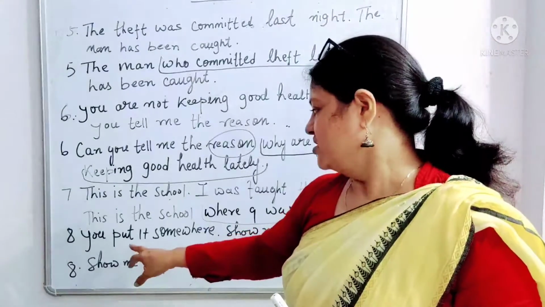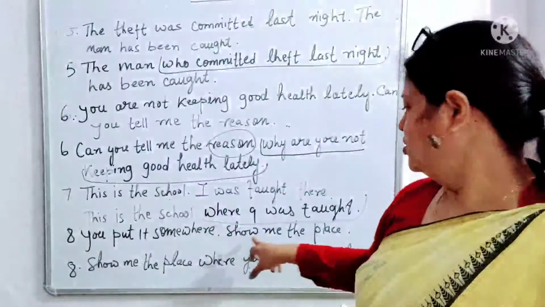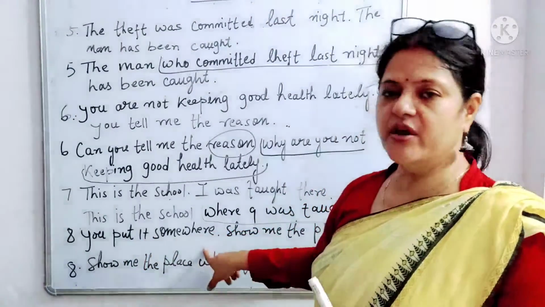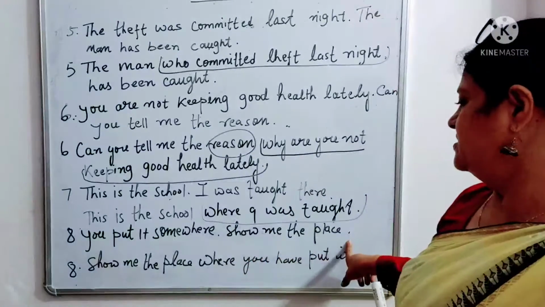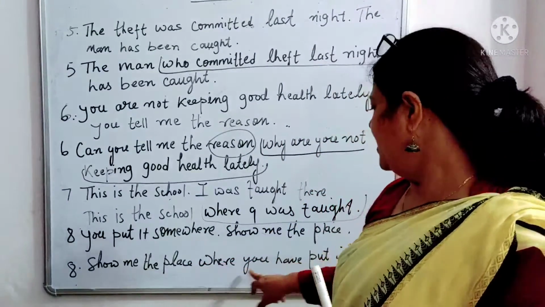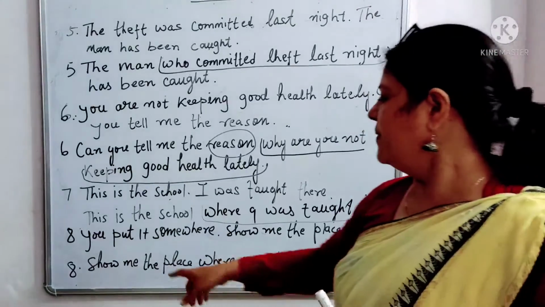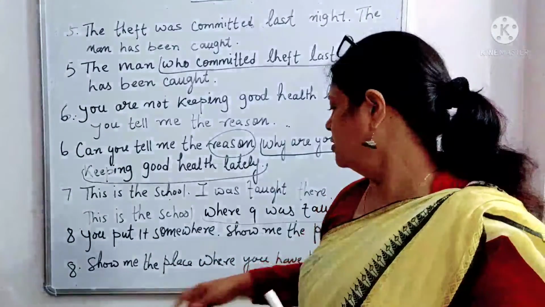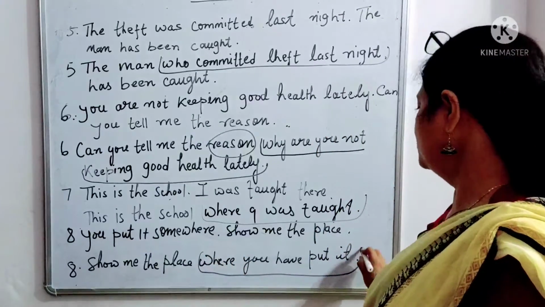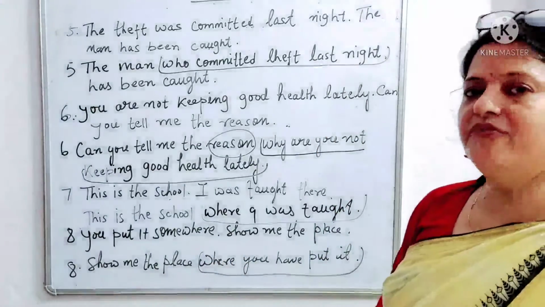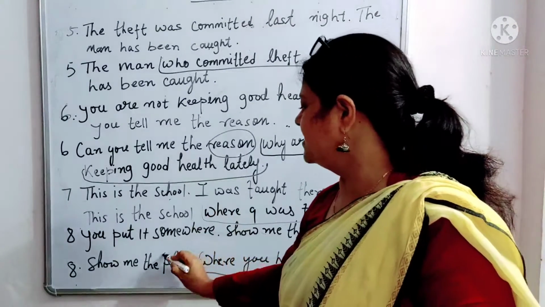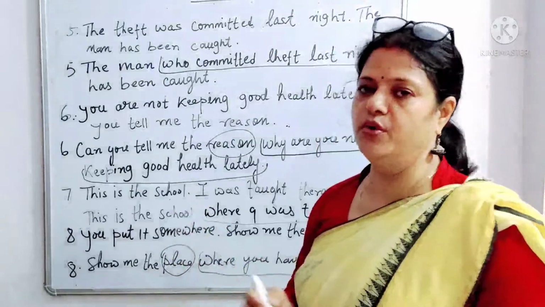Now number 8: you put it somewhere, show me the place. So we have two sentences. I've added it like this: show me the place where you have put it. So show me the place is the principal clause. Where you have put it is the subordinate clause. A subordinating adjective clause has been used here, which is describing this place in the principal clause. This is a noun. Okay.